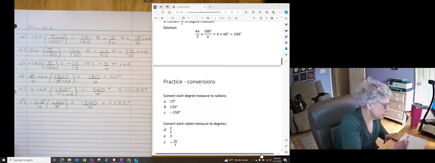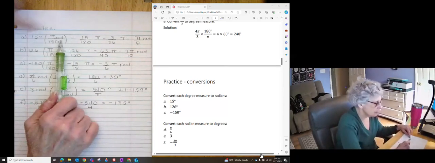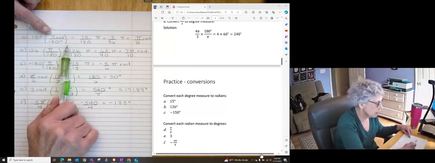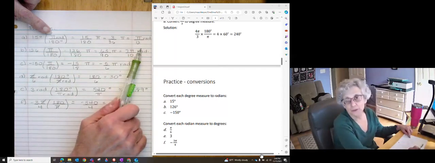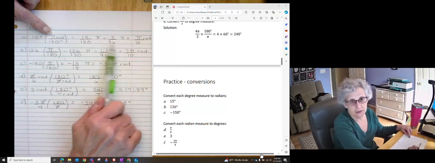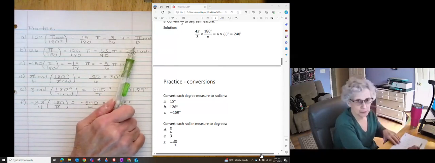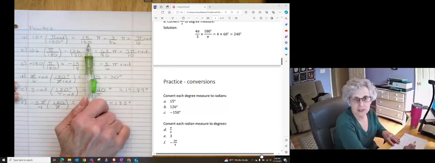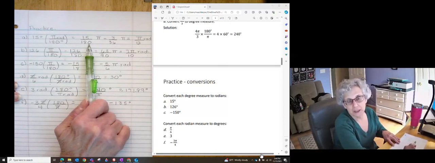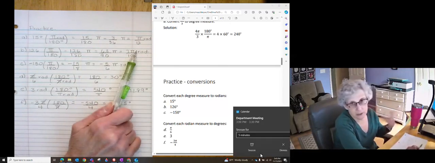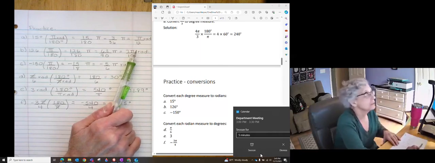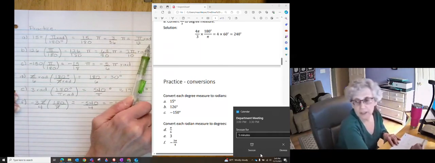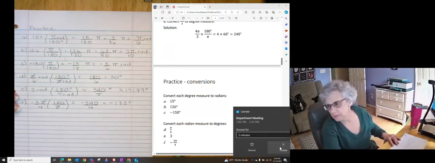So the first one was 15 degrees. So I put pi on top, 180 on the bottom, and multiplied. And then I went through the simplification, just to show how my mind went through it. First thing I saw was that 5 would go into those things. I knew 5 went into 180 because it ends in 0, and if 10 goes into it, then 5 has to go into it. Then I simplified that as much as I could.